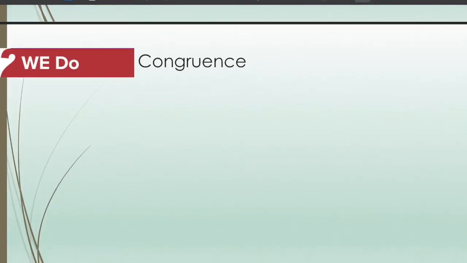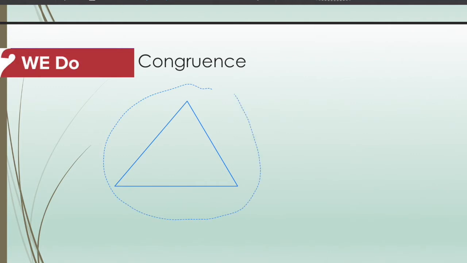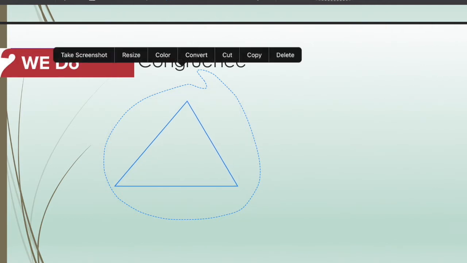So yeah, like I already mentioned, congruence means exactly the same. So this shape, I actually don't know how to copy paste. I was going to copy paste this. Oh, there we go.